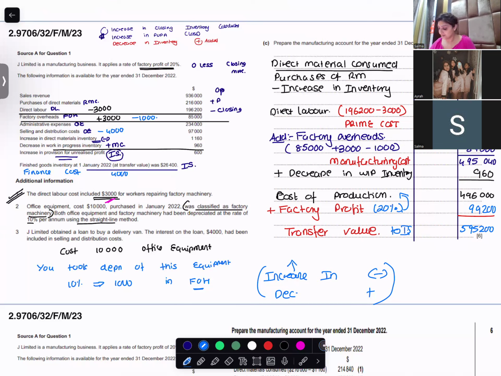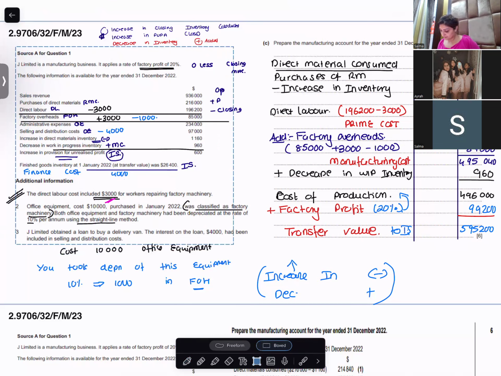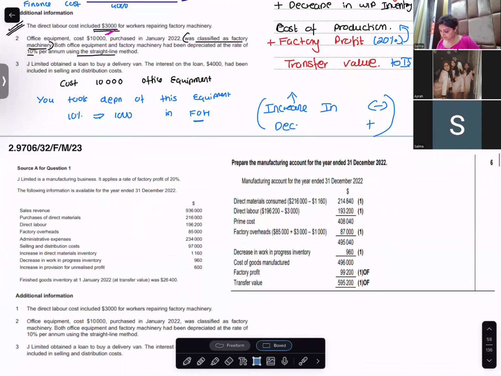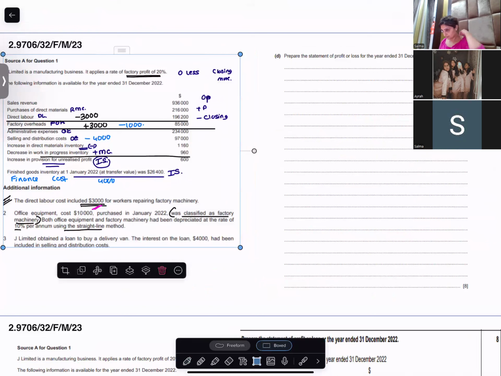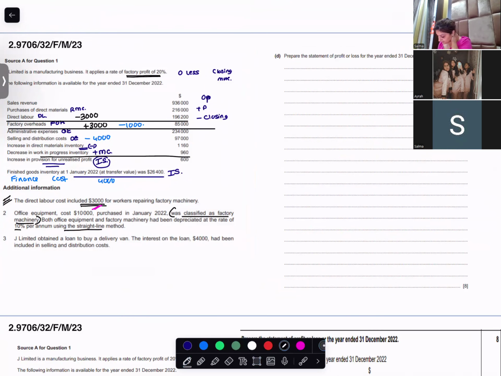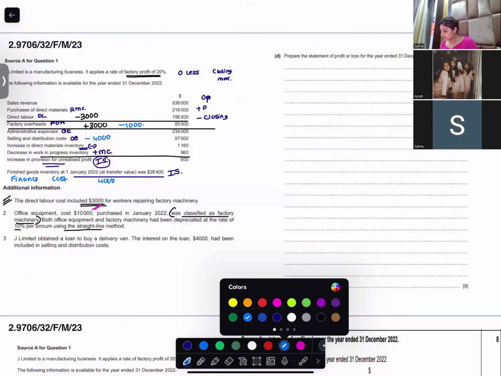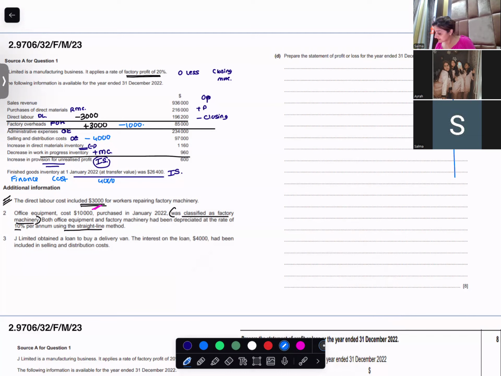Now they've asked you to also prepare a statement of profit or loss, the income statement. Are you with me? So first we start with sales, 936,000.